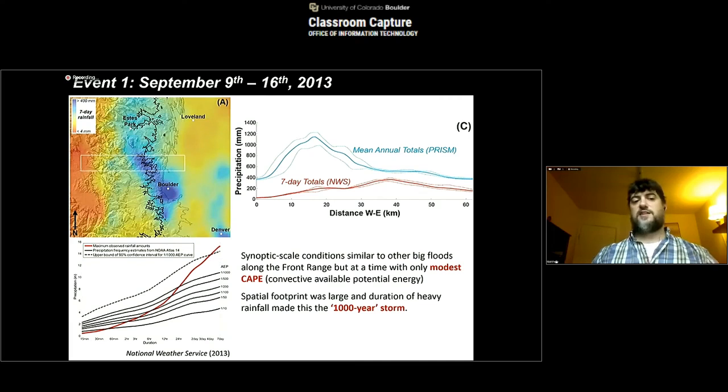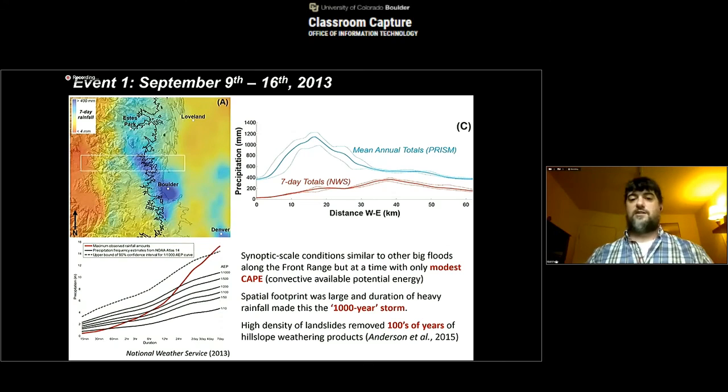And so what you can see is that at 12 hours or 24 hours, it was a rare and pretty significant event. But what made it truly rare was when you looked over a longer time averaging interval. So this was a really long duration and large spatial scale event, which is what really made this the 1,000-year storm.